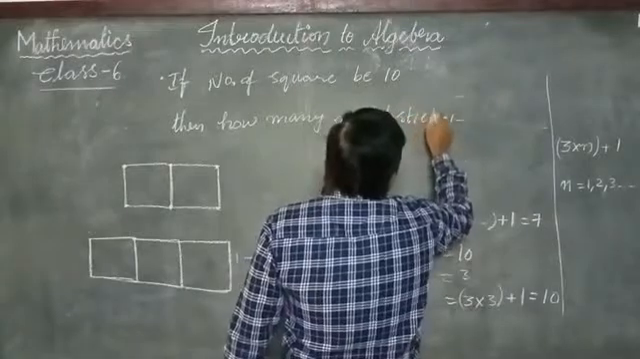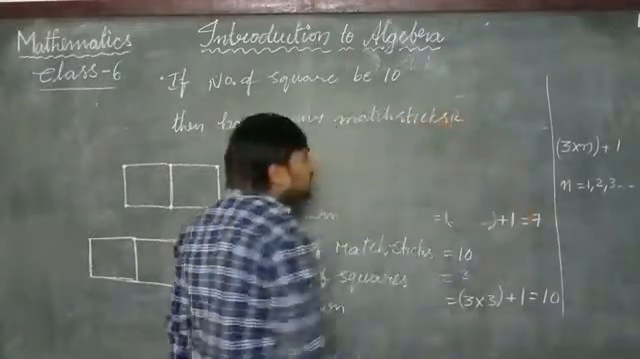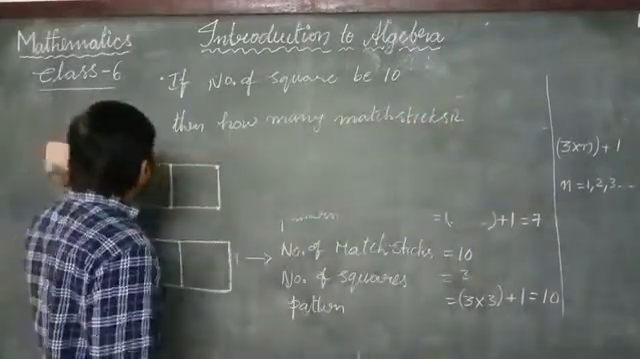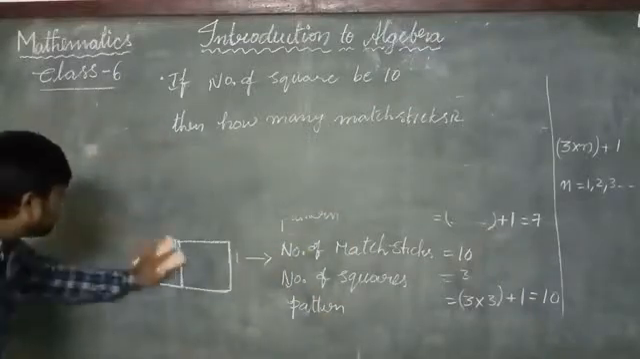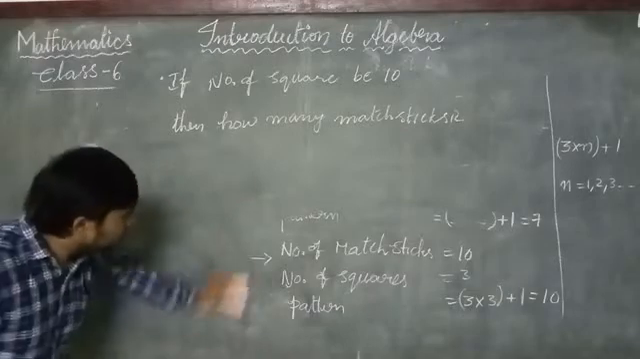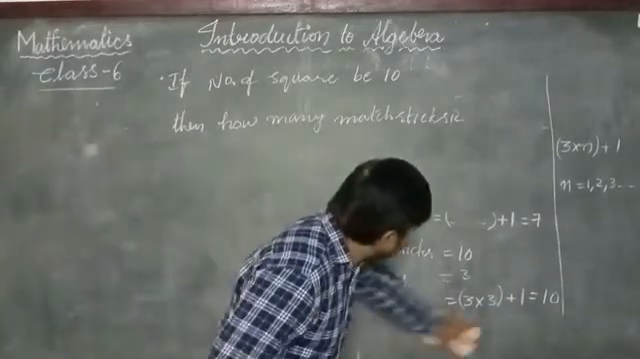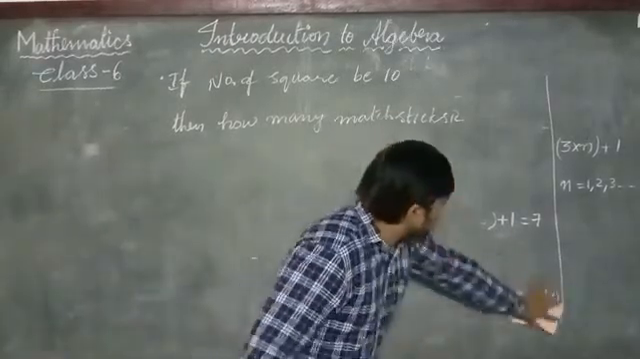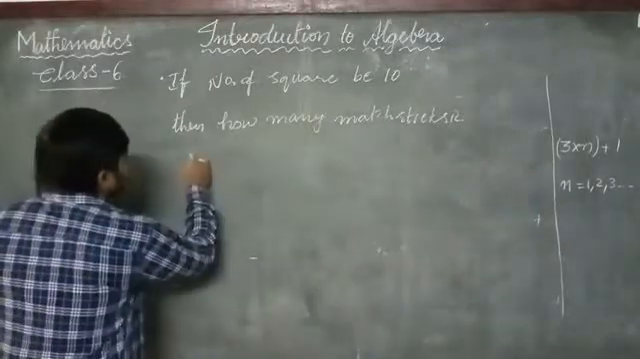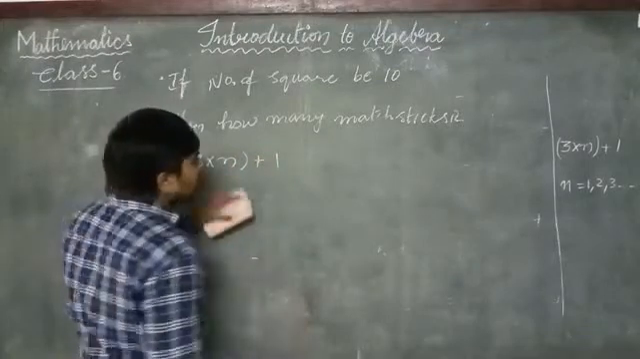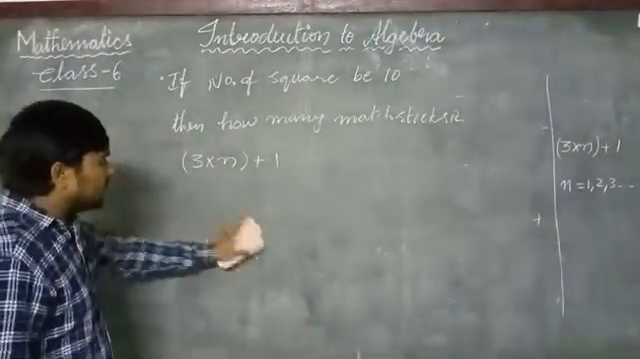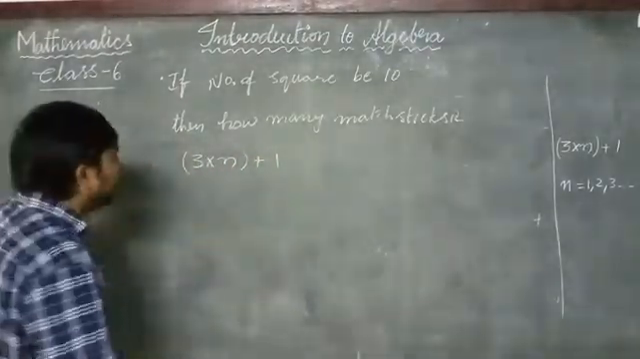How many matchsticks are required? We have a general form, that is 3 into n plus 1, for these squares. This is the general form for the given pattern. We have just done the pattern.